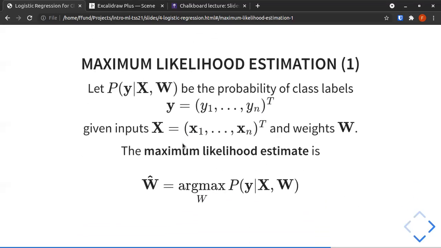Now, let's think about a vector of Ys. So we have a bunch of training examples. Each of them has a Y value. So we have a vector of Ys from all the training values. And we also have a matrix of X's, so a feature vector for each training value. The maximum likelihood estimate of W, the weights, is the set of weights for which the probability of Y belonging to whatever class it does is maximized.